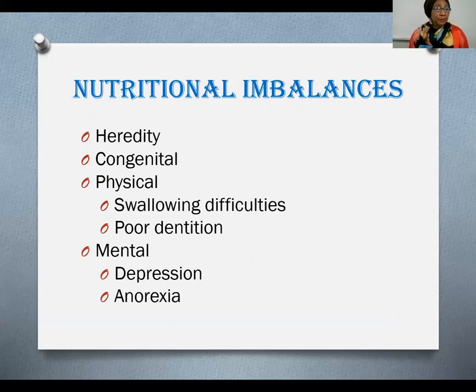Nutritional imbalances. We talked about nutrition and some of the things that we need to take care of with nutritional imbalances. Heredity, congenital, physical swallowing difficulty, poor dentures. Some of it can be mental, they're depressed, or they have anorexia. So these are some of the things that we have to make sure we are taking care of so that we do not cause any malnutrition for our residents.